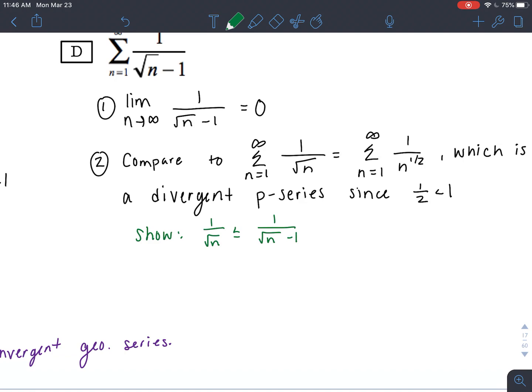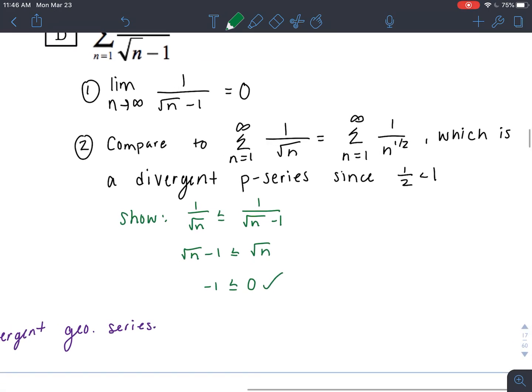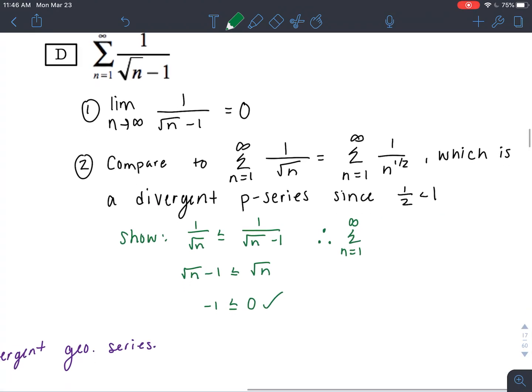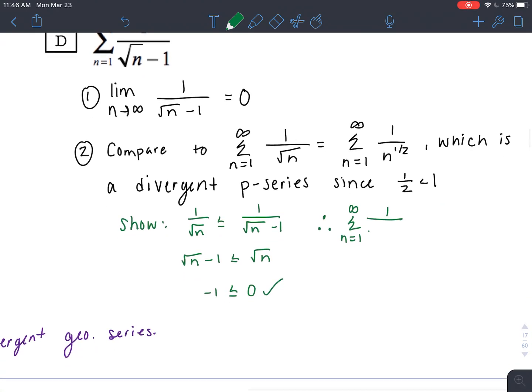It makes sense that this would always be true, because the square root of n minus 1 is smaller than the square root of n, always, which means that the value of the overall fraction is going to be bigger. But again, you can do it algebraically. Cross multiply. And then we get negative 1 is less than or equal to 0, which is always true. So we can actually just go straight to our conclusion statement.